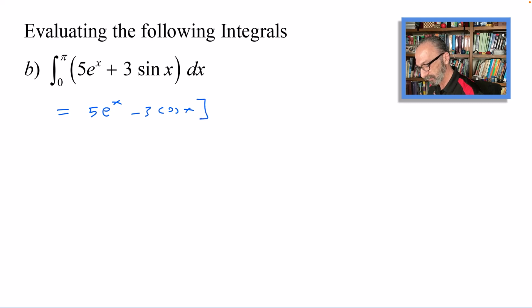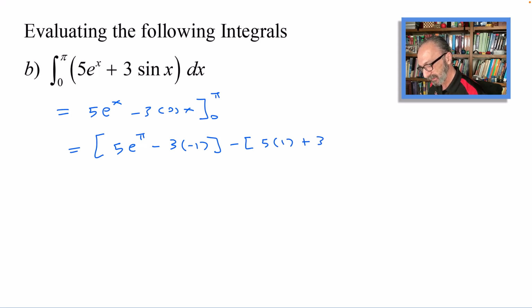And of course, we need to plug in 0 to pi instead of writing plus c, because it's a definite integral, not indefinite integral. Plug in pi first, then plug in 0 and subtract. That will give me the following. 5e to the pi minus 3 multiplied by cosine pi, and cosine pi is negative 1. That's cosine 180 degrees. Plug in 0, get 5e to the power 0, and anything raised to the power 0 is 1, so that's 5 times 1 plus 3 times cosine 0 is 1.